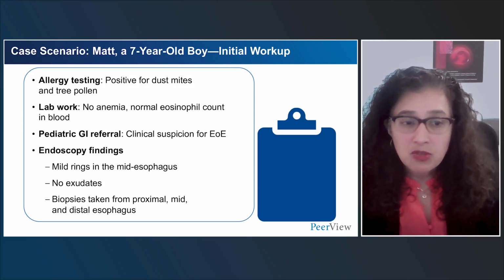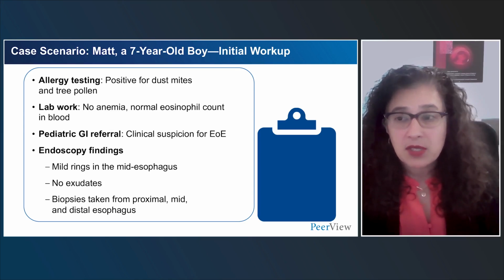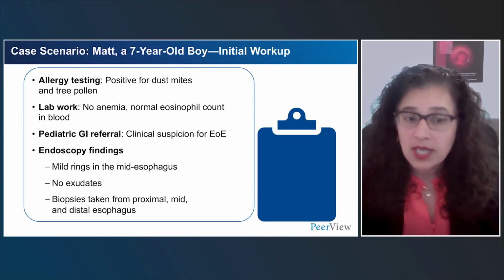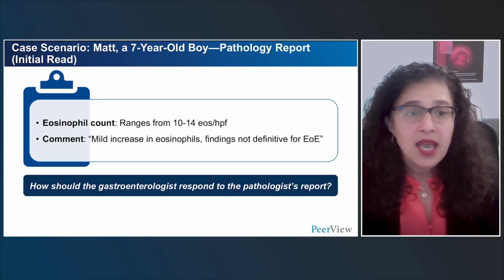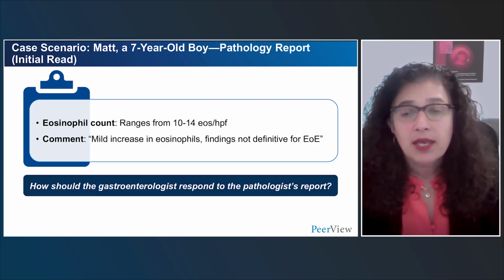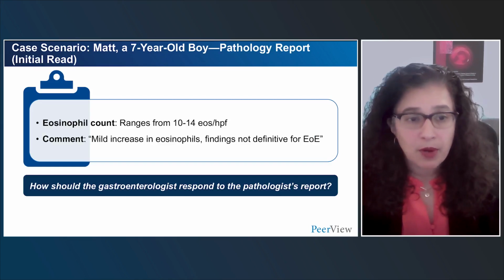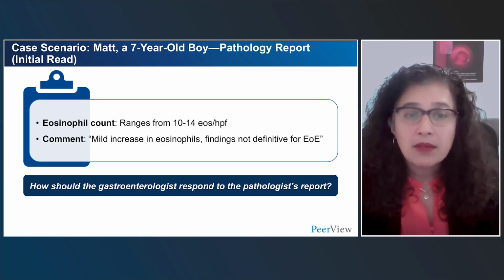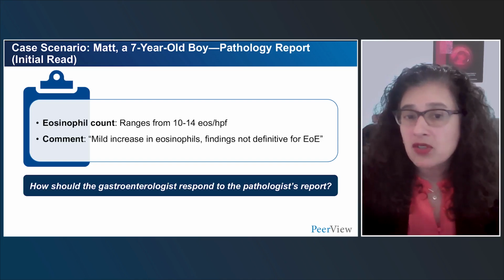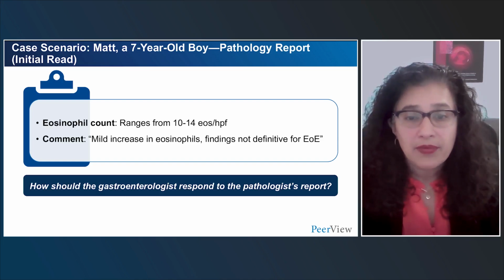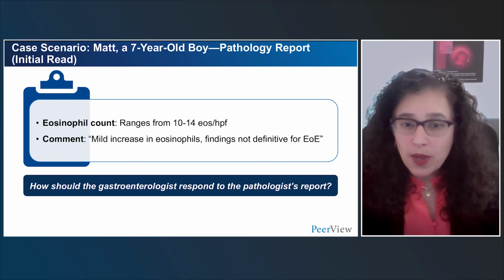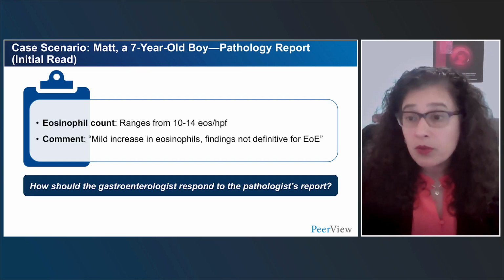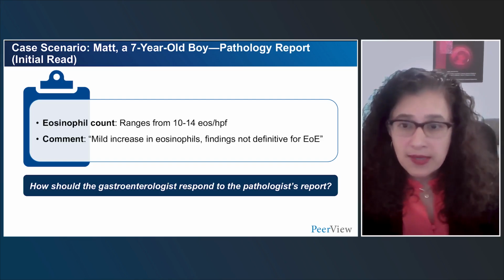Endoscopic findings show mild rings in the mid-esophagus, no exudate. Biopsies are taken from the proximal, mid, and distal esophagus. And the eosinophil count here is stated to range from 10 to 14 eosinophils per high-powered field, with a comment: mild increase in eosinophils. Findings are not definitive for EoE. So, how should the gastroenterologist respond to the pathologist's report when we are really suspecting EoE in this clinical scenario?